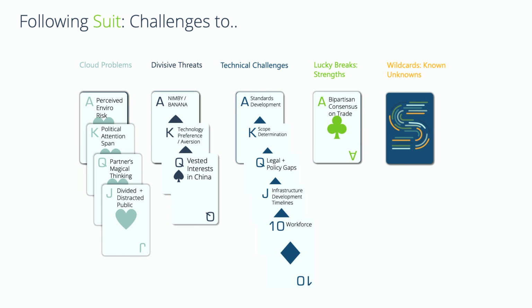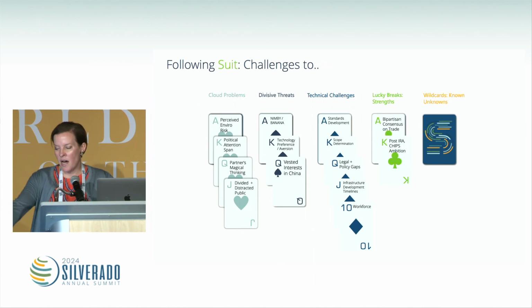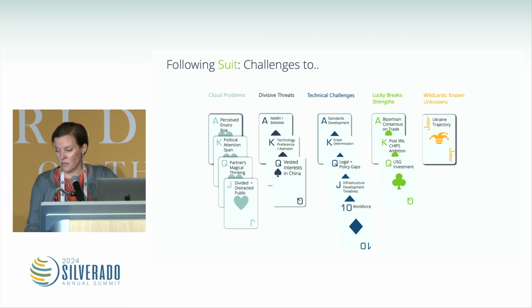Lucky breaks. There's a bipartisan consensus on trade. Post-IRA and CHIPS, there's more ambition. Usually, when Congress does something, they tip their cap and say, we did a thing. I think there's now an understanding that more is more. Massive investments in the U.S. government and a talented workforce.